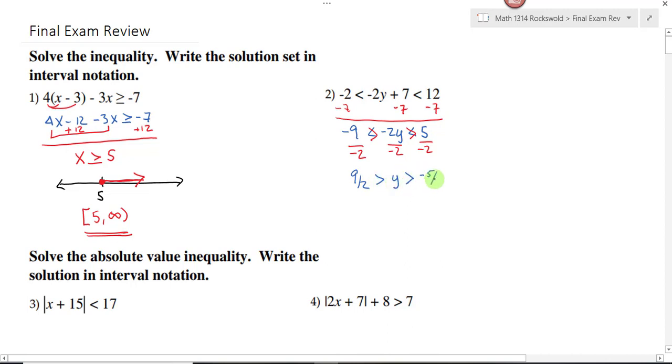This is not in standard form until you have the smaller number on the left, the larger number on the right, and the inequalities pointing towards the smaller number. Well, my inequalities are pointing towards the smaller number, so I can just flip this and write negative 5/2 is less than y is less than 9/2.